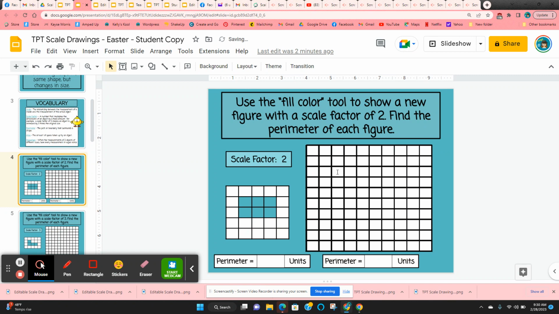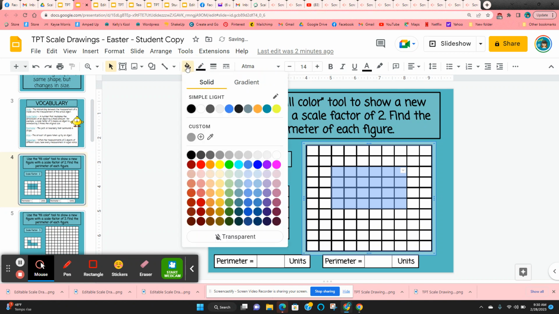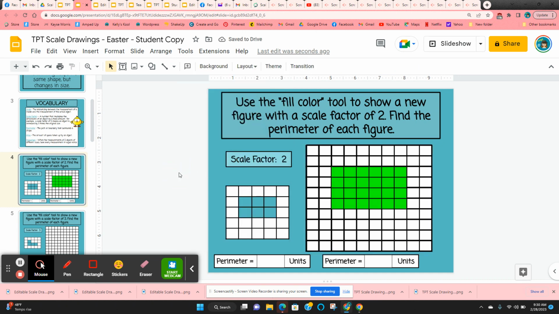To do this, students are just going to click in one of the squares, click and hold, and then highlight what they want to color in. Once they get it highlighted, they're going to come up here to the fill color feature and choose any color they like. Now they have a scaled up version of that rectangle.